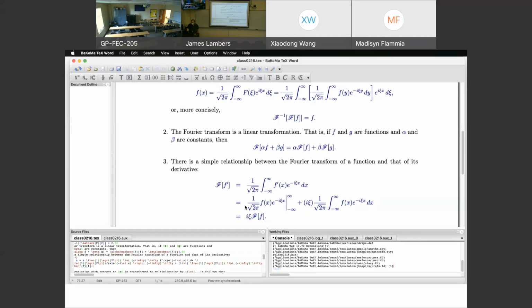And all you're doing is, to get the transform of the derivative, you take the transform of the original function, and you multiply that by iξ. And that just stems from the fact that the derivative of the function e to the iξx with respect to x is itself times iξ. So that's where this comes from.